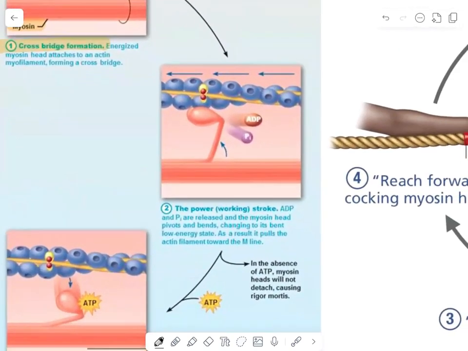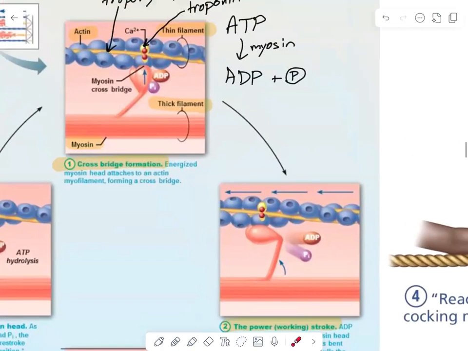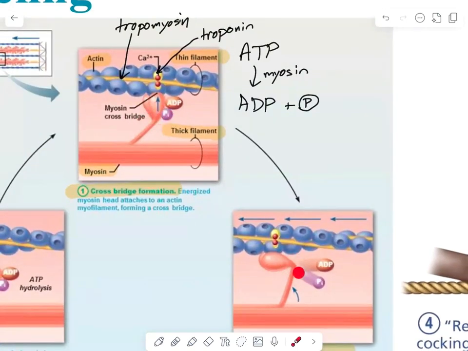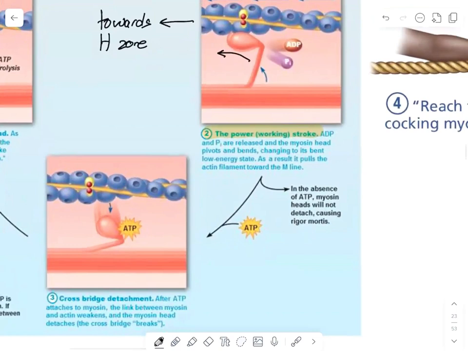So the second step of this is what's called the power or working stroke. And this is going to allow the myosin to physically move from this state to this state. So it literally moves like this and pulls the thin filament inward towards the H zone, thus leading to the shortening of the sarcomere. In the absence of ATP, the myosin heads will not detach, and that eventually leads to rigor mortis, which happens at the point of death. So we'll be seeing that in the next slide.